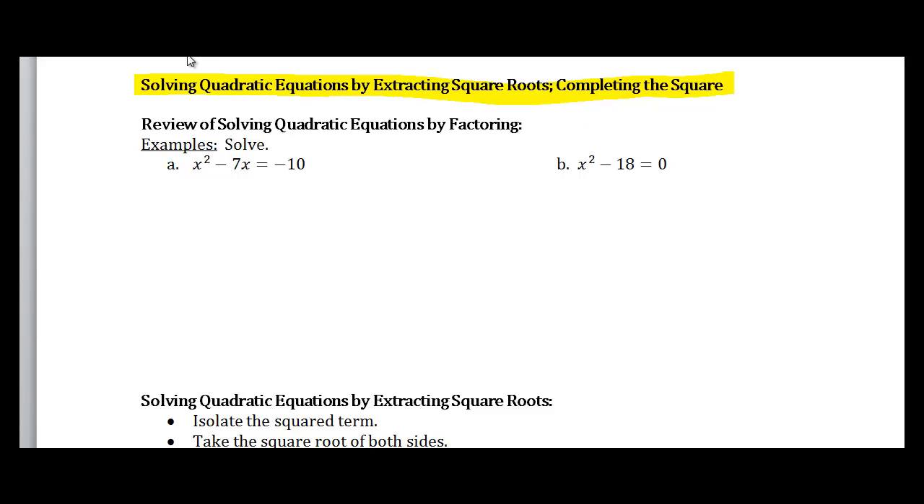Before we get to actually solving by extracting square roots, we want to review how we solve quadratic equations by factoring, what we've been normally doing. Alright, let's look at this example here, x squared minus 7x equals negative 10. What we would normally do is get all of our terms on one side, so we add 10 to both sides.